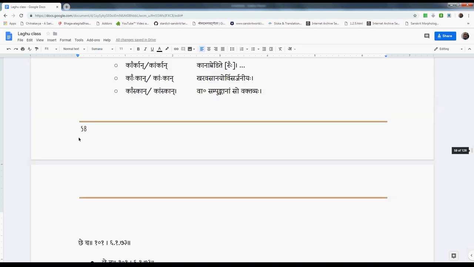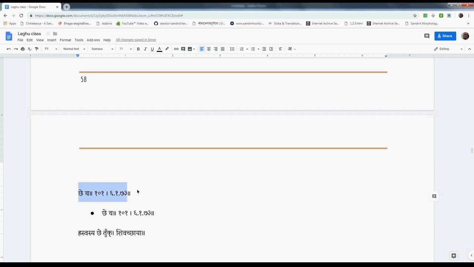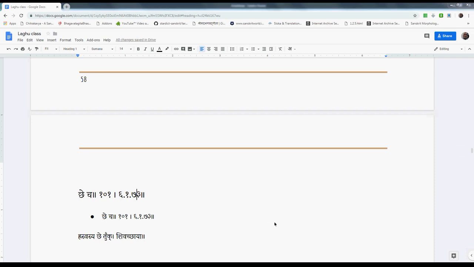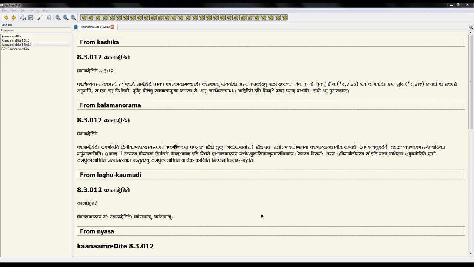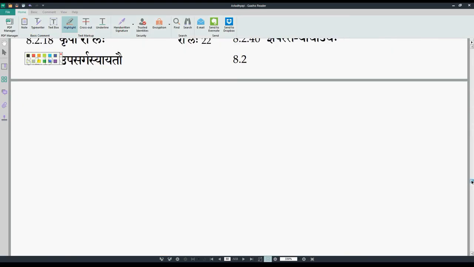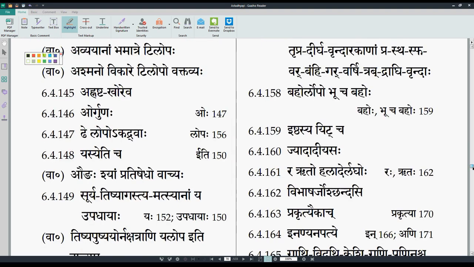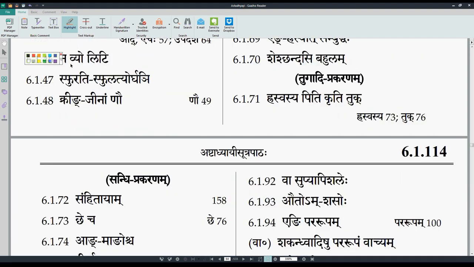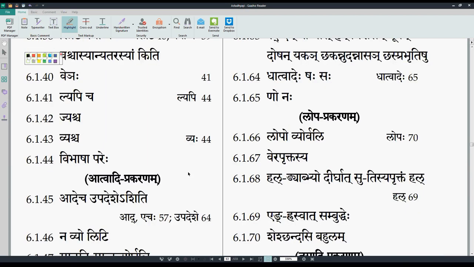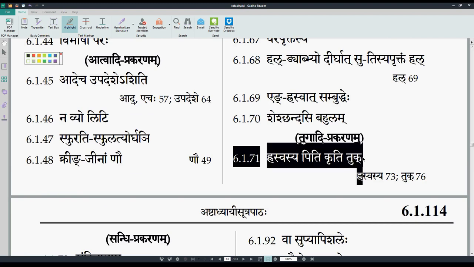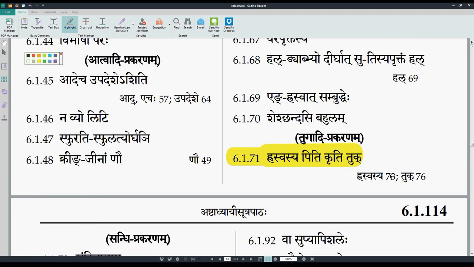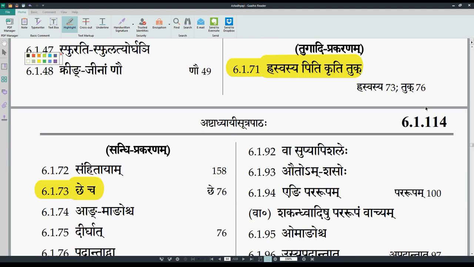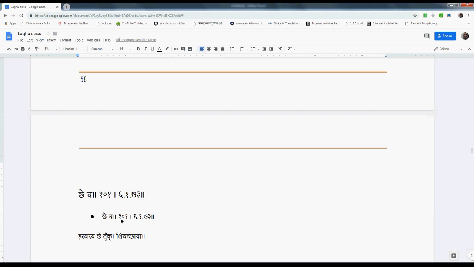Checha. The next sutra says checha. This sutra is 6.1.73, where tugagama was talked about. What comes here from 70? Hraswasya pitikruti tuk. So tugagama goes till 76, and hraswasya also goes till 73. So in 73, checha hraswasya tugagama bhavati. That's what goes as anuvrtti.